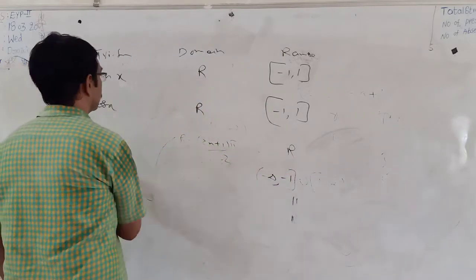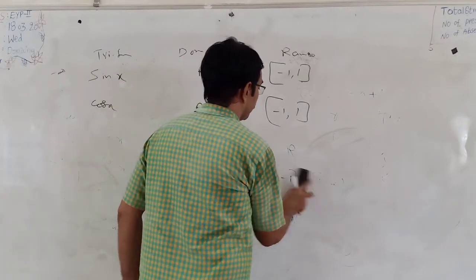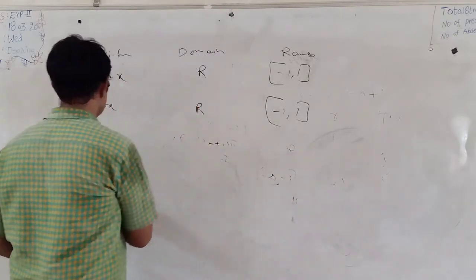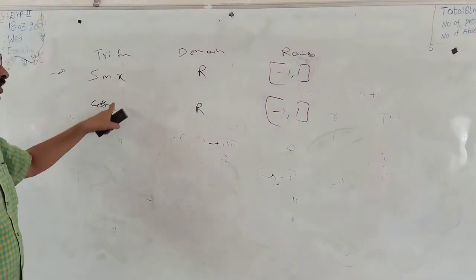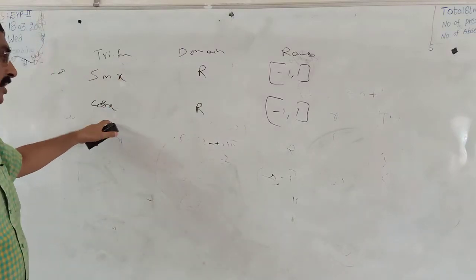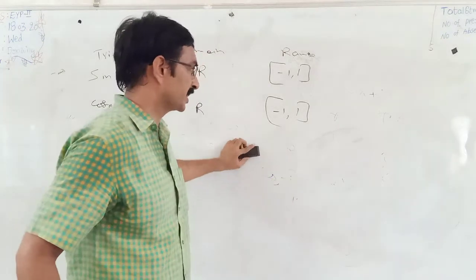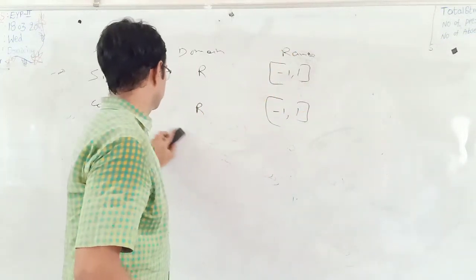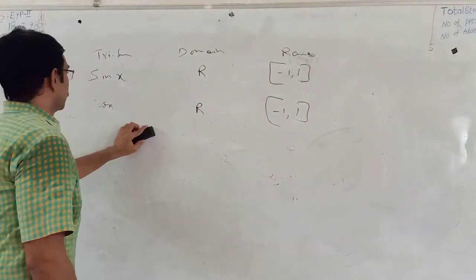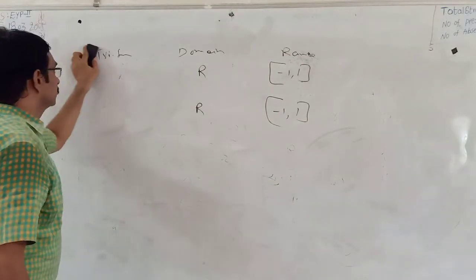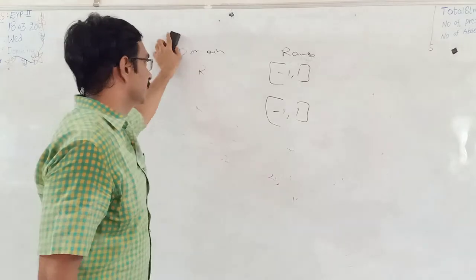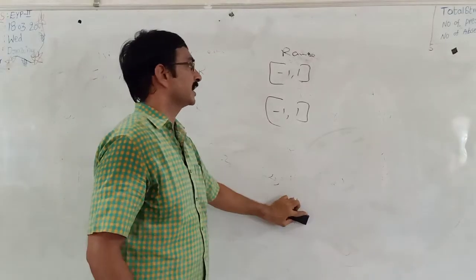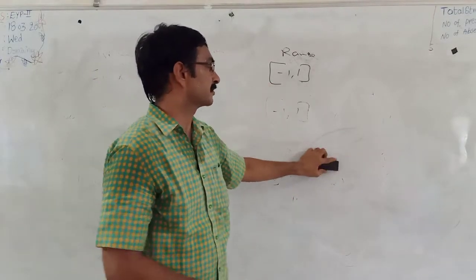First, see particularly the range of sin x and cos x. For any real values of x, the values of sin x and cos x must and should lie between -1 and +1. Learn this by heart.